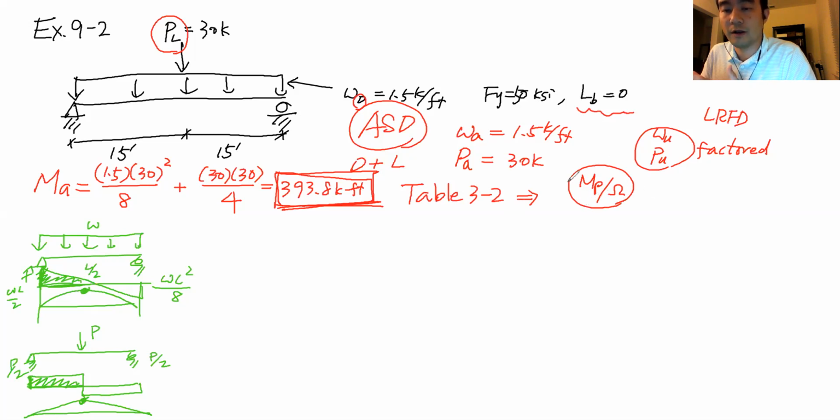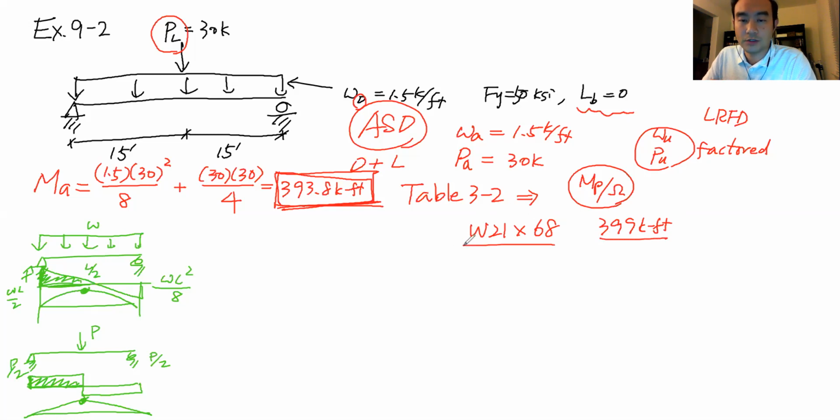So compare this value, Mp over omega for ASD, and select the section, which is W21x68. W21x68, whose corresponding capacity, the allowable capacity, is 399 kip-feet, which is larger than our preliminary target demand, 393.8. So this is the first step to select the beam based on the given load.